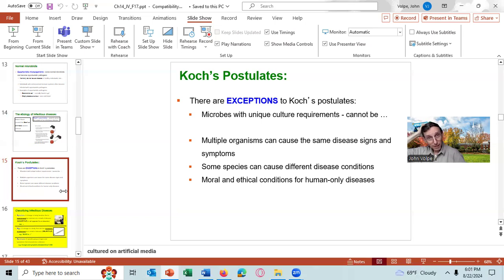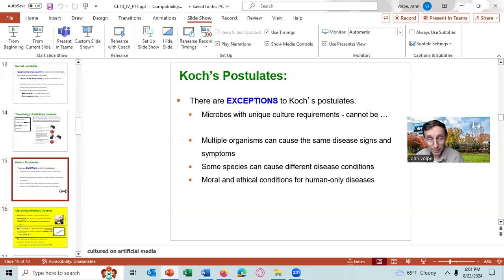And that would be something like the human cold. I mentioned before that not only are there different species causing the human cold, but there are 3 different families of viruses that cause the human cold. So you cannot use Koch's postulates to show that a virus causes the human cold. And then there can be moral and ethical reasons for not doing Koch's postulates.